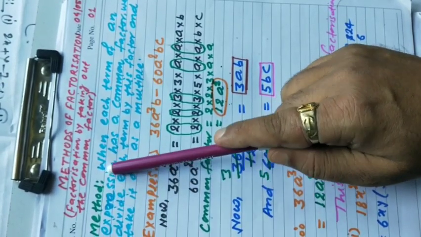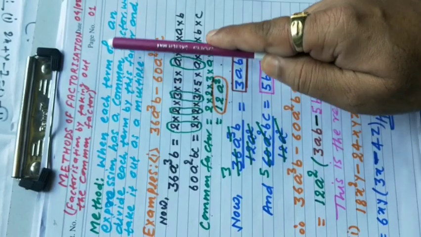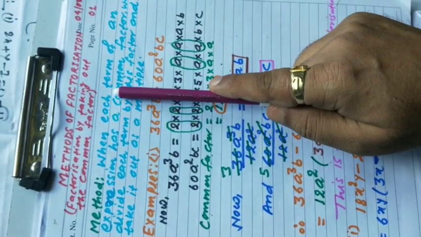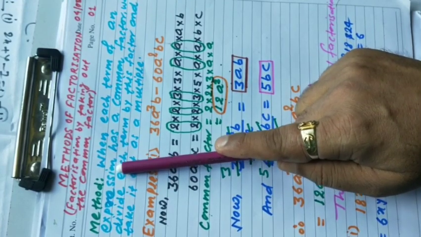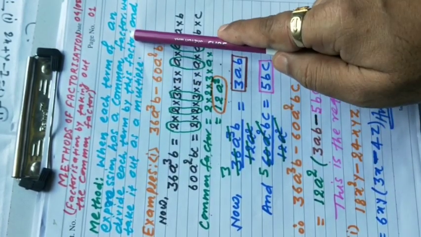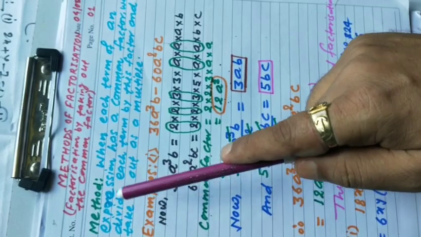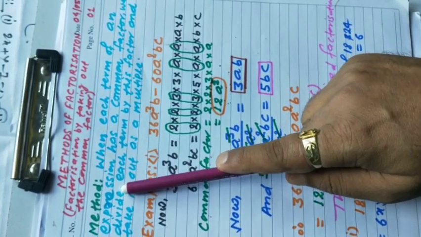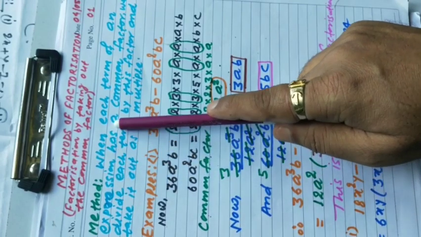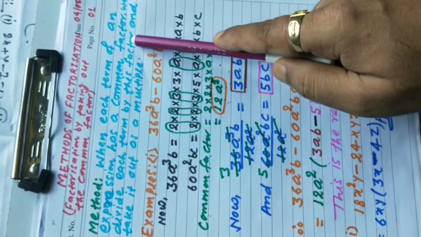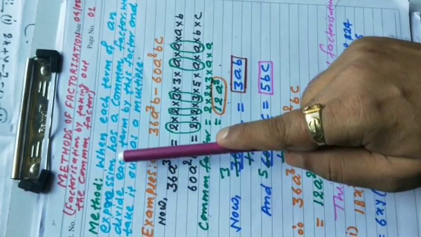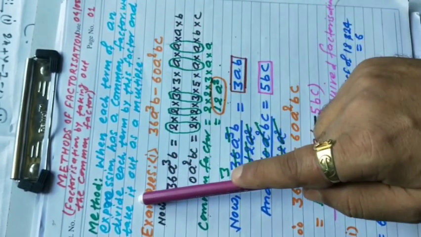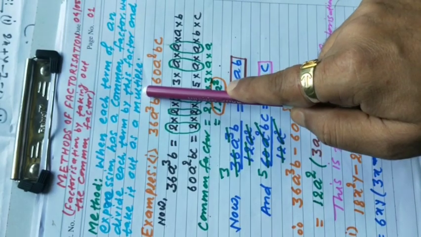So what is the method? When each term of an expression has a common factor, suppose one expression is given and you have to factorize it. So see carefully, if each term of an expression has a common factor, we divide each term by this common factor, and take it out as a multiple.